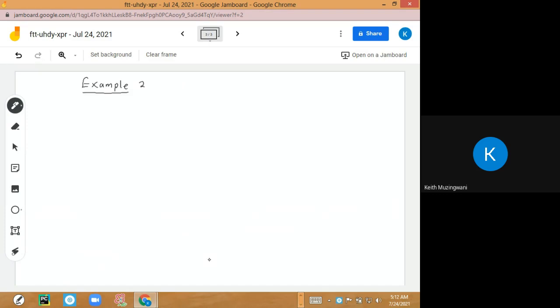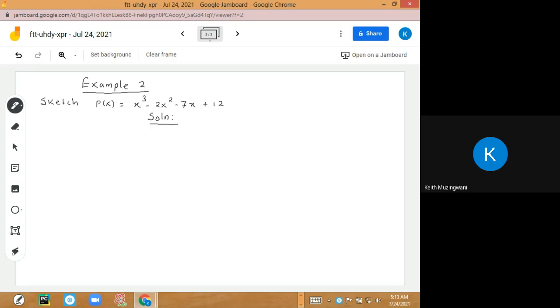Example 2, sketch P of x is equal to x power 3 minus 2x squared minus 7x plus 12. So whenever you have such a polynomial and the question just says sketch, you have so much work to do.